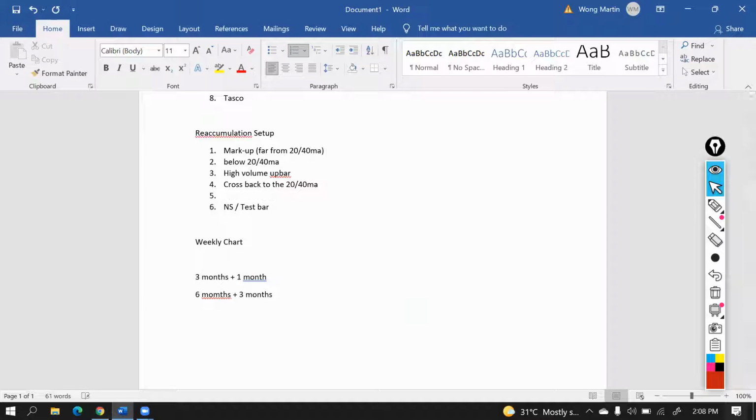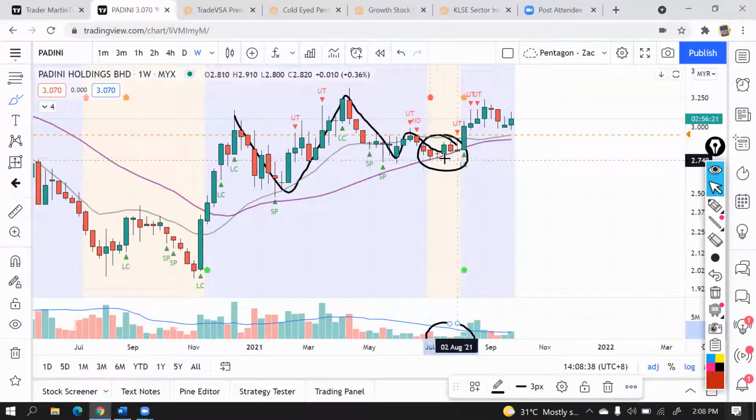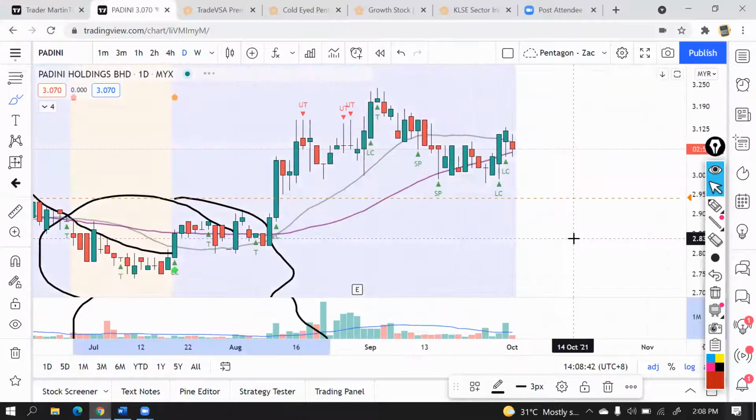Okay, I forgot to add over here. When it crosses back to 2040s, yeah, this is the one. Okay, test bar, NS bar and test bar when they're back to 2040s. Technically, when you say NS and test, it is low volume. So for example, a few bars from here, low volume. So we want to see that. So looking into the daily chart.